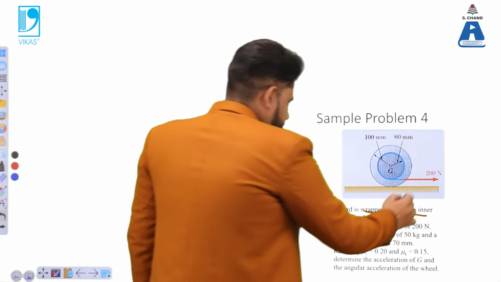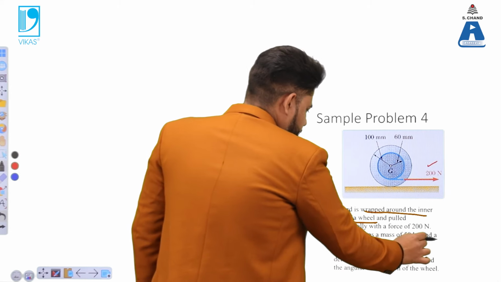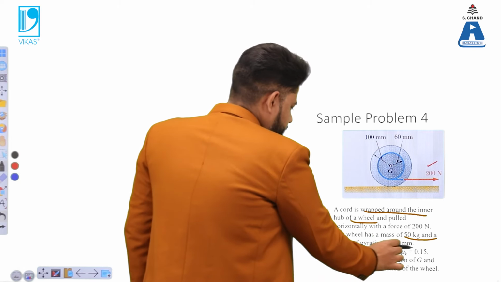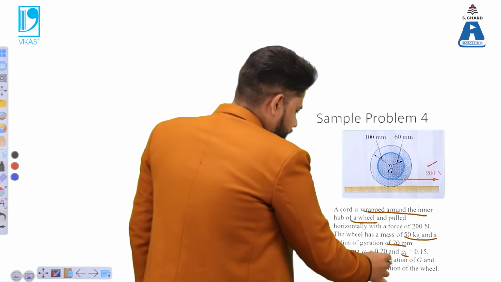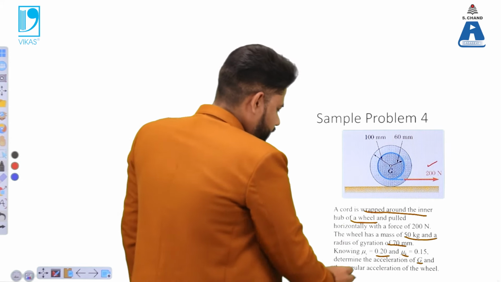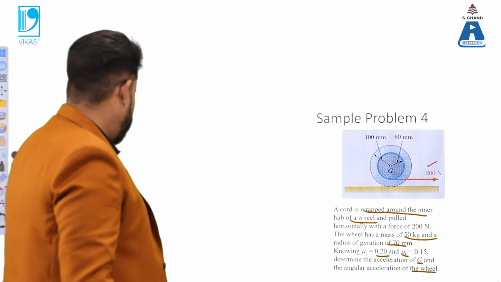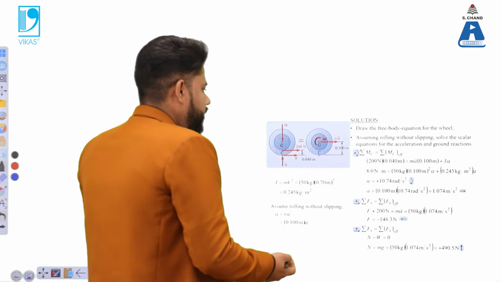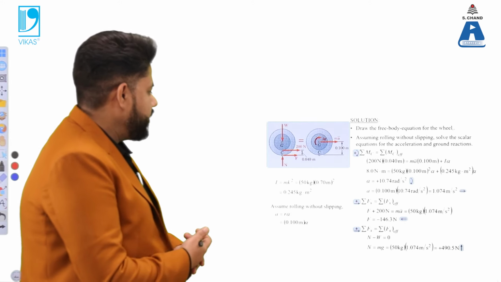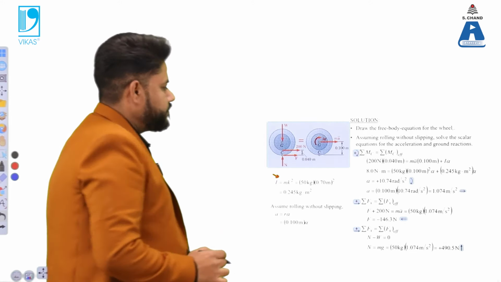And the force is also mentioned, that it is 200 Newton. The wheel's mass is mentioned, 50 kg, and the radius of gyration is also mentioned. Knowing that the mu components are there, you need to find out the acceleration of g and the angular acceleration also of the wheel. So two components are required, acceleration and the angular acceleration component. Herein, when the radius of gyration is mentioned to us, we need to find out the value of the moment of inertia.